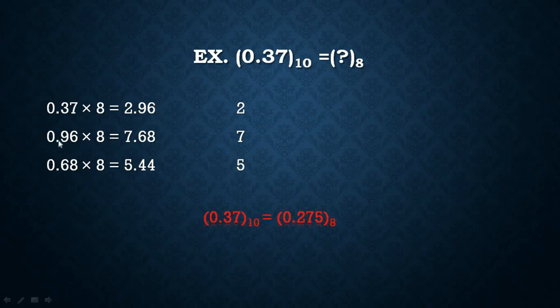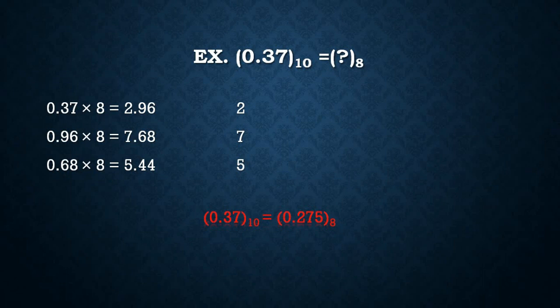Again we multiply 0.96 by 8, which is equal to 7.68. Again this 7 is picked up for the result and the fractional part 0.68 is written down for the next step. When we multiply 0.68 by 8 we get 5.44. So this 5 is picked up for the result, and if we multiply 0.44 by 8 again, the result goes on increasing. So depending on the required precision we stop the calculation and write the result from top to bottom as 0.275 to the base 8.